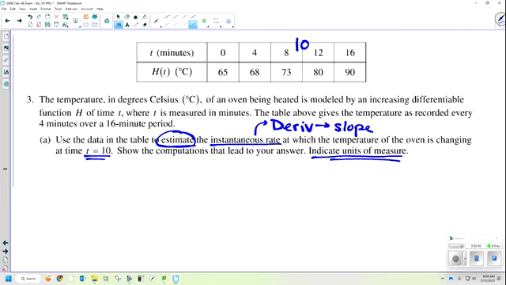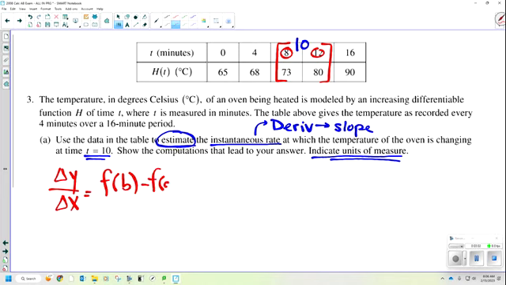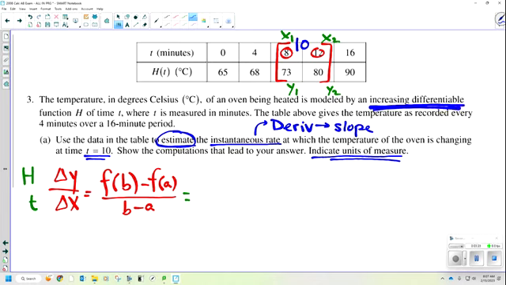That's the key. And what am I going to do? I'm going to take the 2 points closest. I'm going to kind of sandwich that, and I'm going to do a change in y over change in x. You might see it written like f of b minus f of a all over b minus a. That's really change in y over change in x, where y is our h value, and x is our t. So let's go ahead and do this. We'll call this y2 and x2, y1 and x1. Now keep in mind, this problem said it's increasing. We should have a positive value. It is increasing, so it should not be negative.